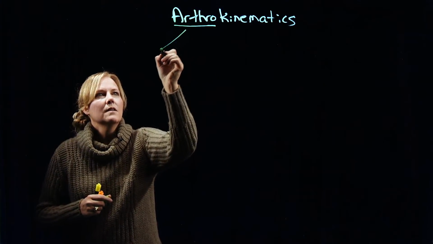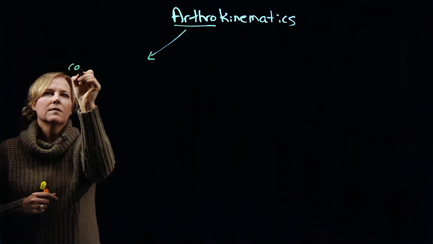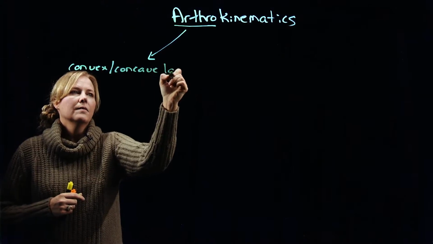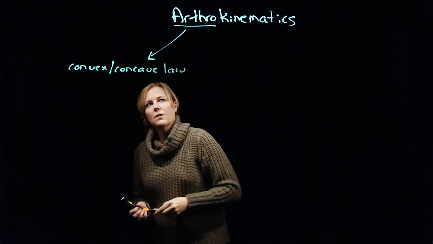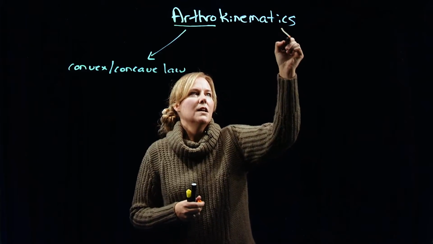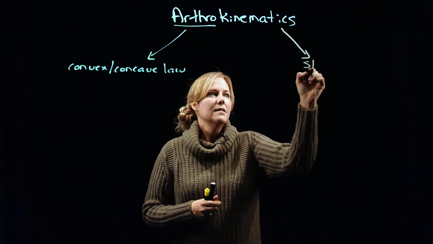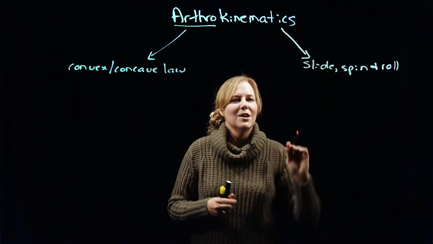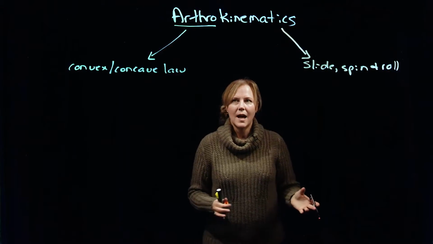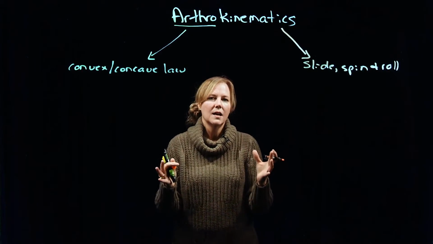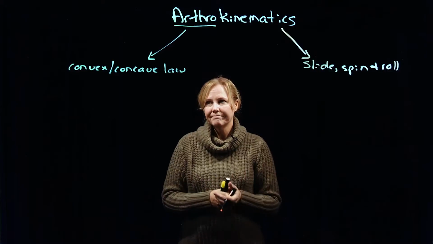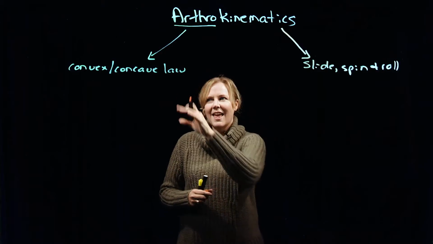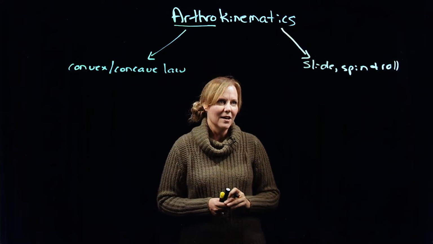The first one is called the convex concave law. The next one that we're going to learn and talk about are these inside joint movements called slide, spin, and roll. So when a joint moves, we have these arthrokinematic components happening. So let's move to the slide, spin, and roll first because it's the easiest to understand, and then we'll head to the convex concave law.